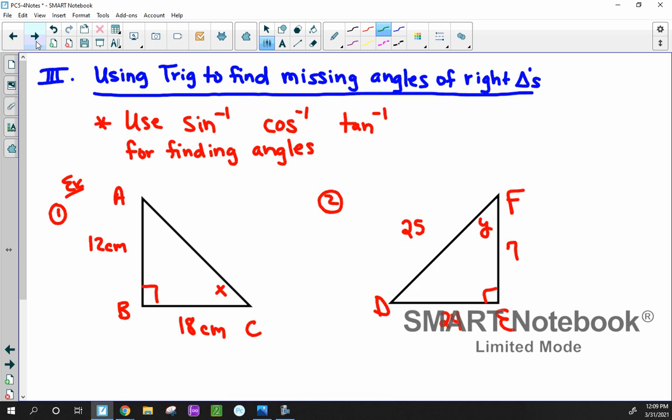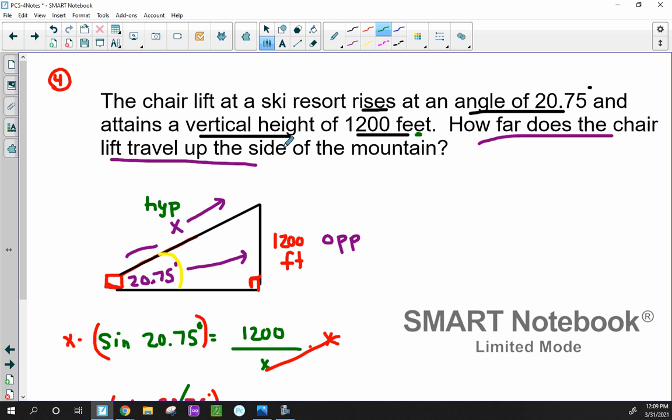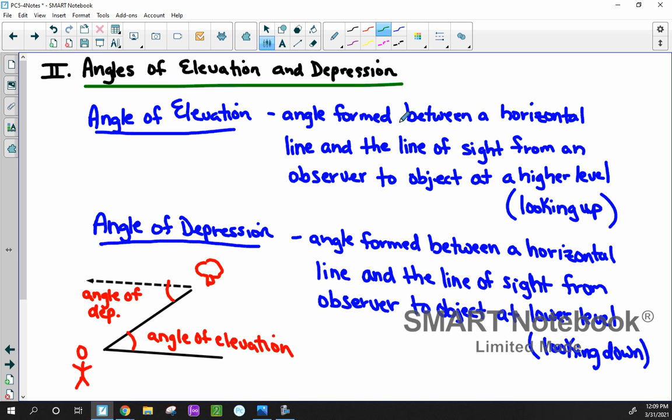Okay, we're going to move to part 2, and that is on angles of elevation and depression. You should have done a little bit of this in geometry, but just reminding you, if we're referring to an angle of elevation, which is actually what I did on my previous problem, and the chairlift is on the ground, I'm elevating it upward, I'm looking upward, that would be called an angle of elevation. So it basically just means that you're looking up, okay? The formal definition is an angle formed between a horizontal line and a line of sight from an observer to an object at a higher level.